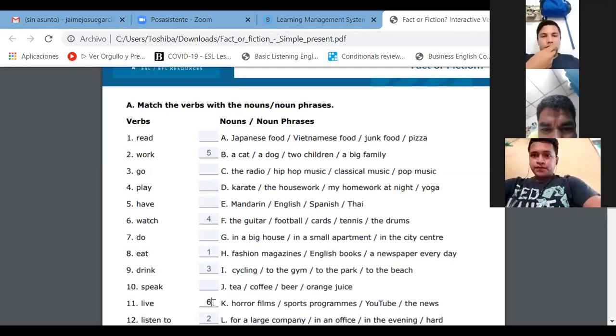Letter G. Yes. Letter G. In a big house, no, no, in a small apartment. No. Which letter?